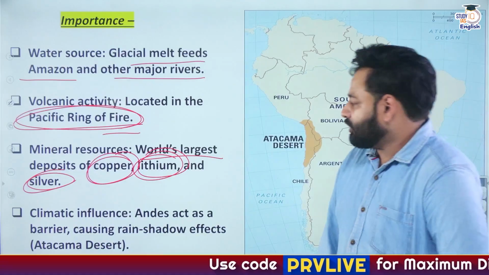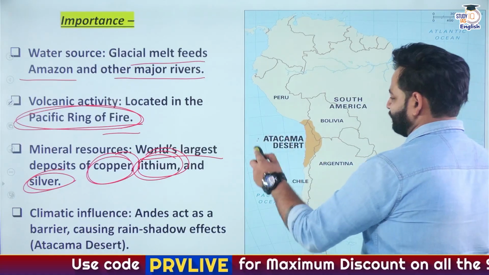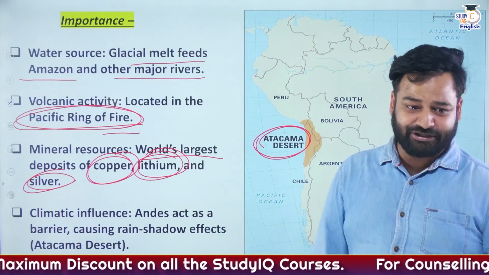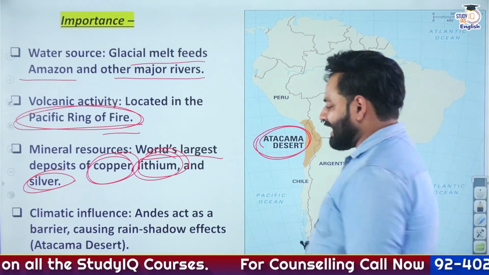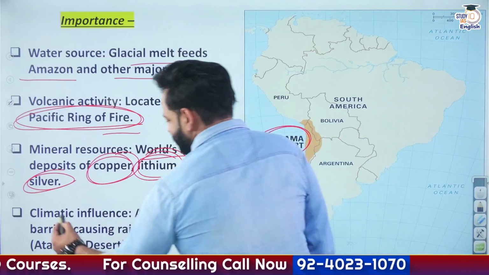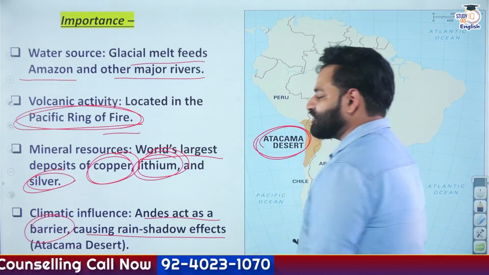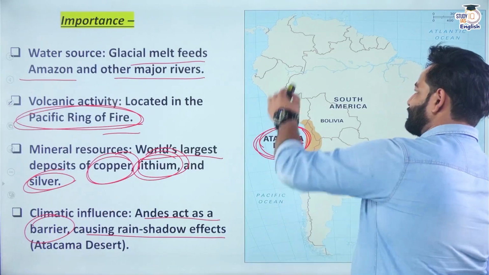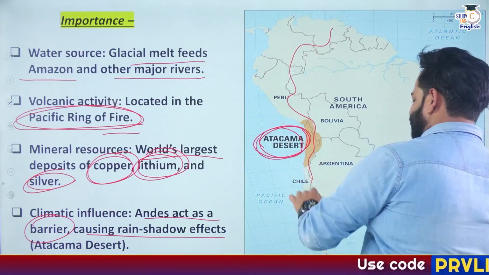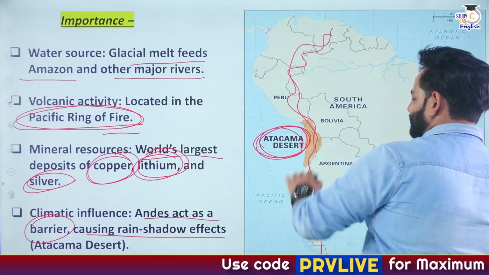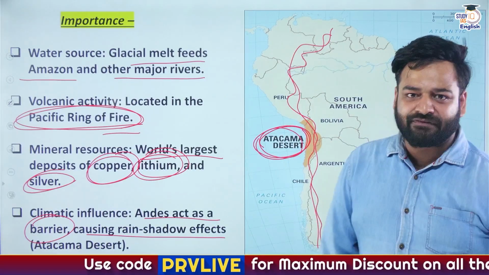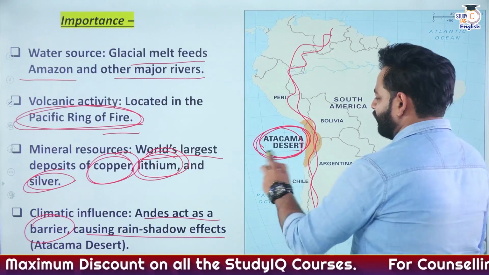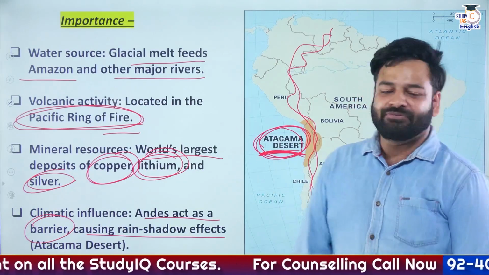Apart from that, we talk about the Atacama Desert, a name which you often see in your newspapers, in your current affairs. Climatic influence: the Andes act as a barrier causing rain shadow effects, and because of that we have the Atacama Desert. So this Andes creates a rain shadow effect that you have read in your geography. And because of that rain shadow effect, we have the Atacama Desert.